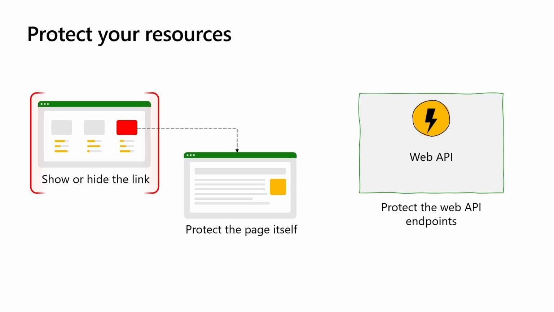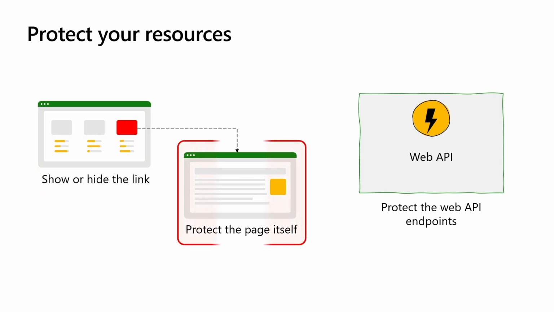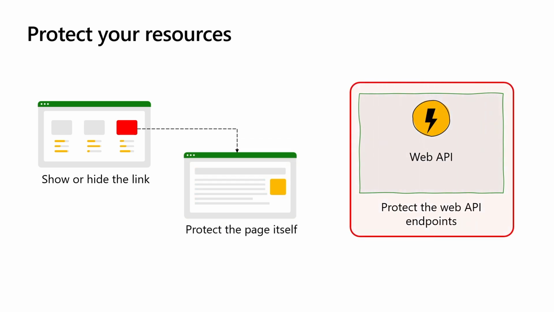So keep in mind that hiding or disabling links and buttons does not guarantee security. It is crucial to protect your pages against unauthorized access. Additionally, if your application utilizes a web API, ensure that the web API endpoints are also safeguarded by evaluating the claims value in the security token, like application roles, groups, or custom claims you defined.